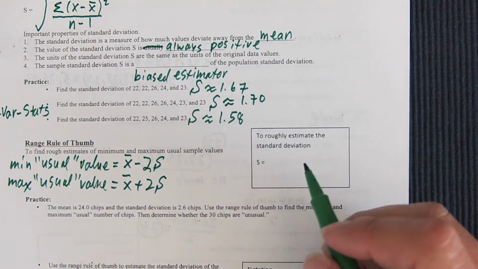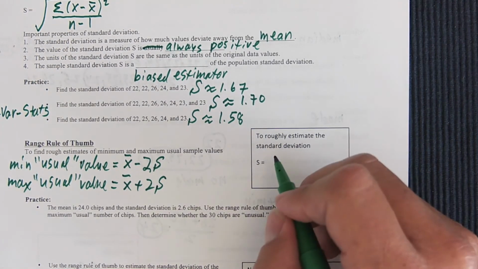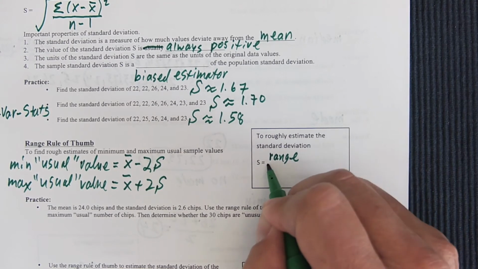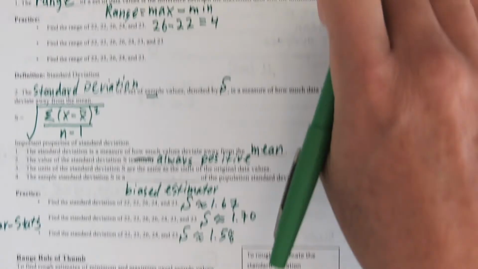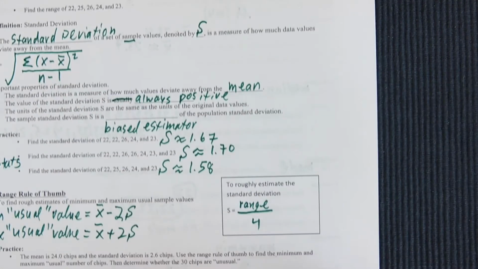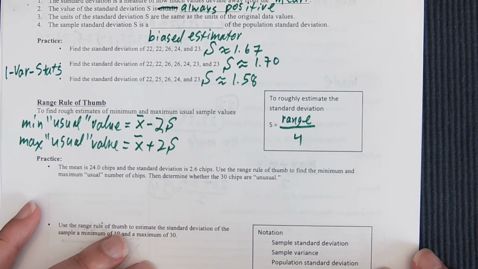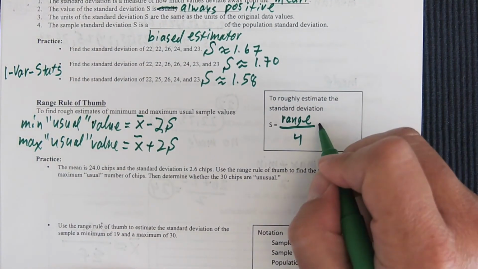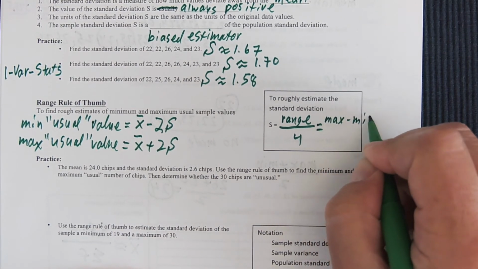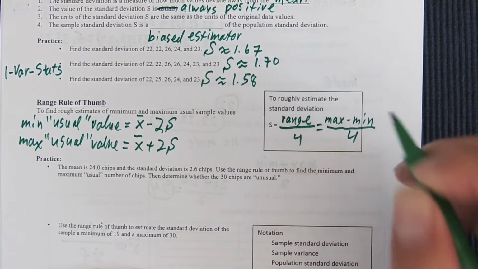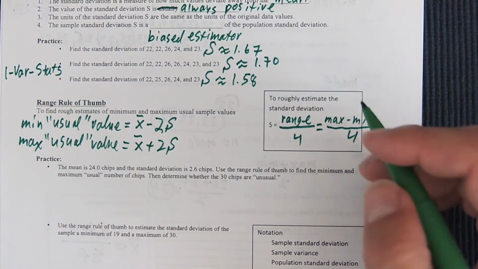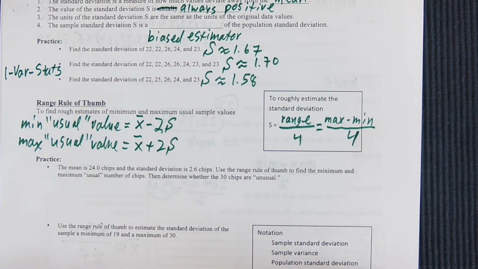And then if we need to roughly estimate the standard deviation, we can actually just take the range and divide it by 4. If you remember, the range is the max minus the min. We can write that in there. So it's the max minus the min divided by 4. And I'll show you where the 4 comes from in just a minute. It's always going to be 4. You don't have to calculate that.